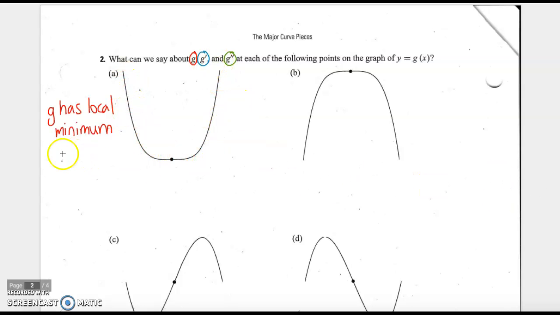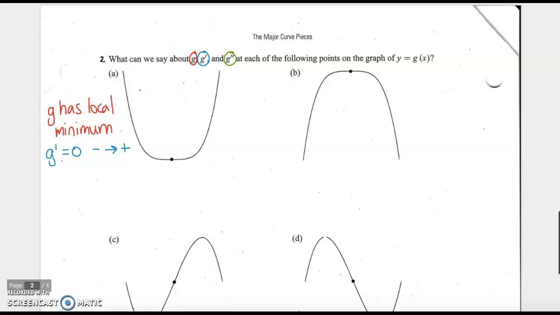So then let's talk about what that means for my first derivative. That means that my first derivative has to equal 0 at that point, and if I have a minimum, that means that my slopes were negative and then they went to positive. So my first derivative equals 0 and changed from negative to positive at that point. Lovely.